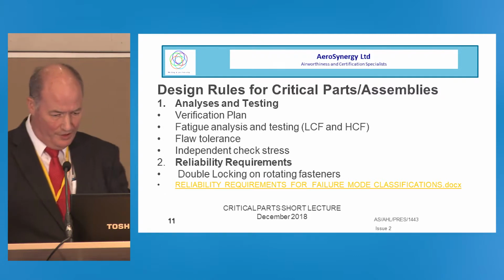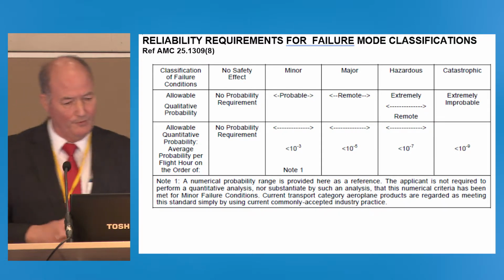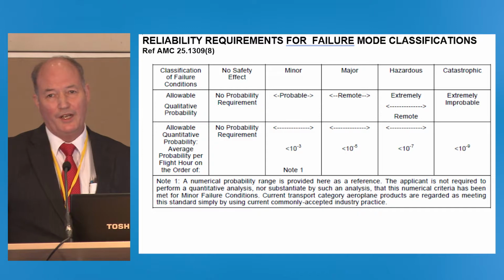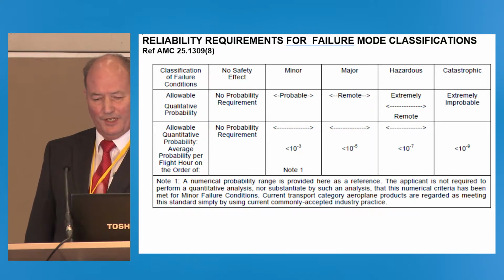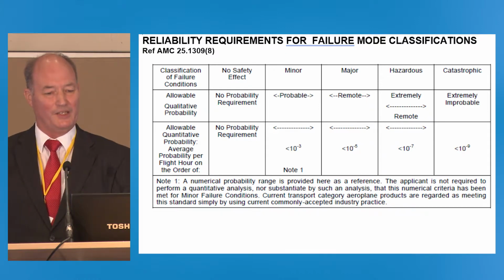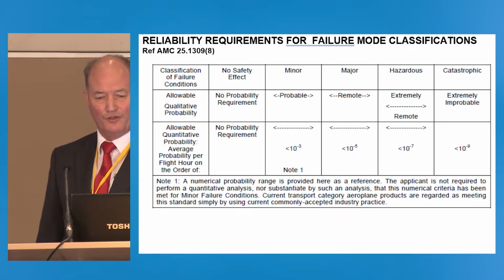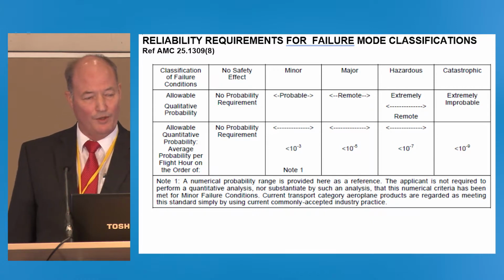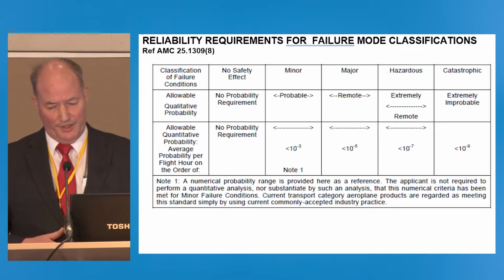And I'll just click on this hyperlink, which hopefully will come up. And there you see, this is an extract from 25.1309 AMC, again, which just relates to you how for the different categories of failure mode, catastrophic, hazardous, major, minor, we have the different reliability expectations. So you see the 10 to the minus 9 per flying hour under catastrophic, hazardous 10 to the minus 7 to 10 to the minus 9, and so on down to minor, which is below 10 to the minus 3.